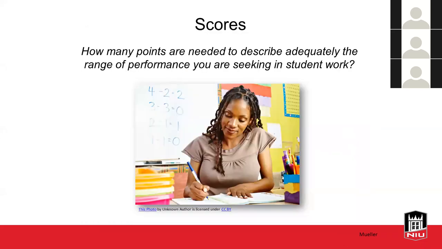As far as the scores go, when you're developing scores for your rubric, you should ask yourself, how many points are needed to describe adequately the range of performance you're seeking in student work? That's the question. Scores are a system of numbers or values to rate criteria. Scores could be quantitative, qualitative, or a combination. So consider the range of possible performance levels, high to low, low to high.